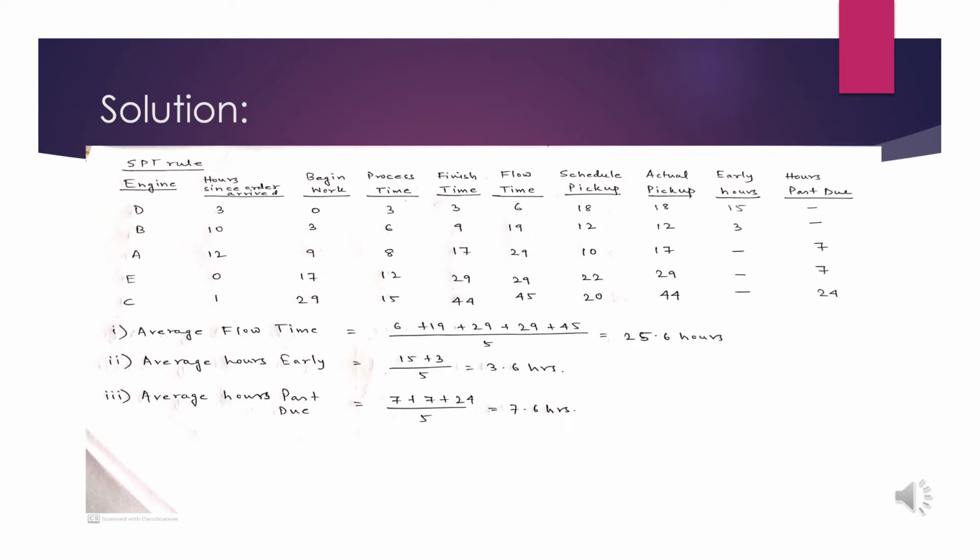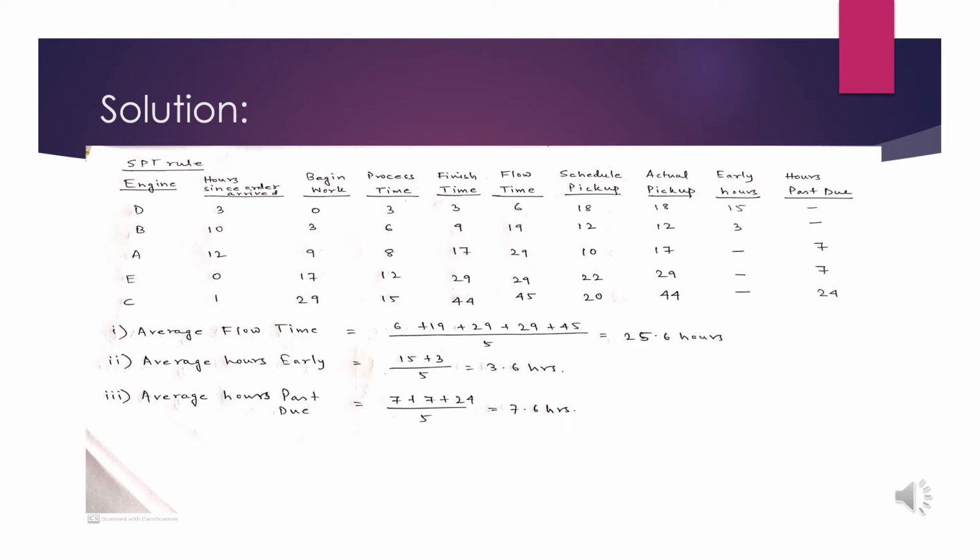Now for work A, the scheduled pickup is 10, but the finish time of the work is 17, so the actual pickup time becomes 17, which gives us hours past due of 7. Now the scheduled pickup for E is 22, but the finish time of the work is 29, so the actual pickup time is also 29, which gives hours past due of 7. And C will have hours past due of 24 by a similar method to what we talked about earlier.